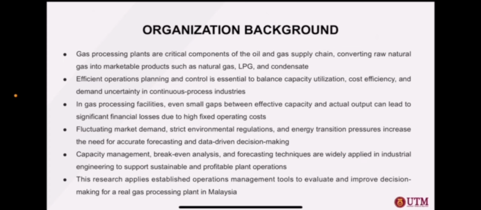Due to high fixed operating costs, even a small gap between effective calculated and actual output may result in significant financial losses. In addition, market demand fluctuations, environmental regulations, and energy transition pressure further increase operational challenges.